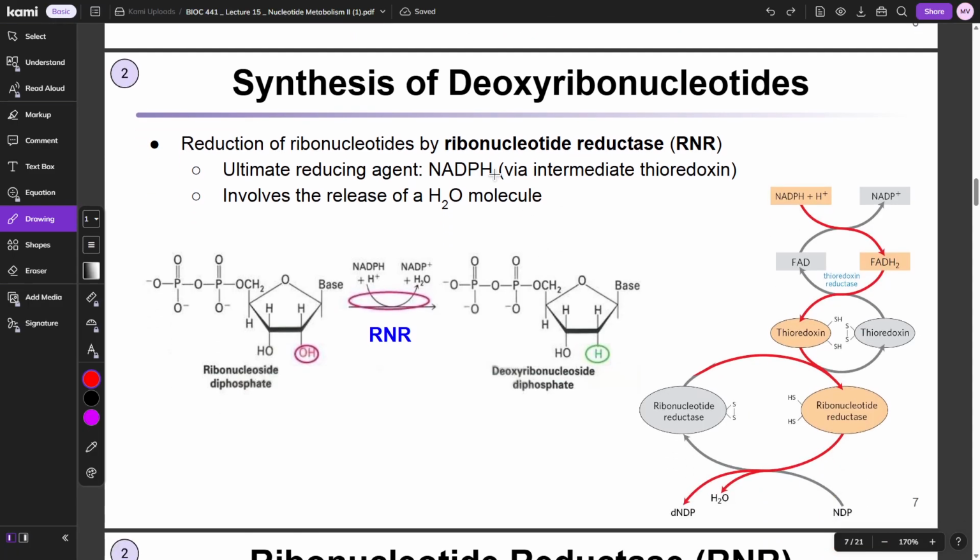For the R stuff, just know that NADPH goes in, NADP plus comes out, and water also comes out. Hopefully the water coming out makes sense. This is not the actual mechanism, but it's kind of like you're protonating the OH group and it leaves as a leaving group almost, and then the H goes in there instead.